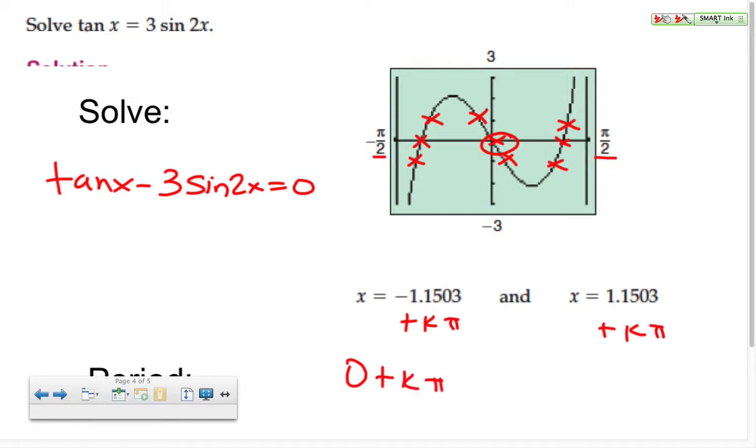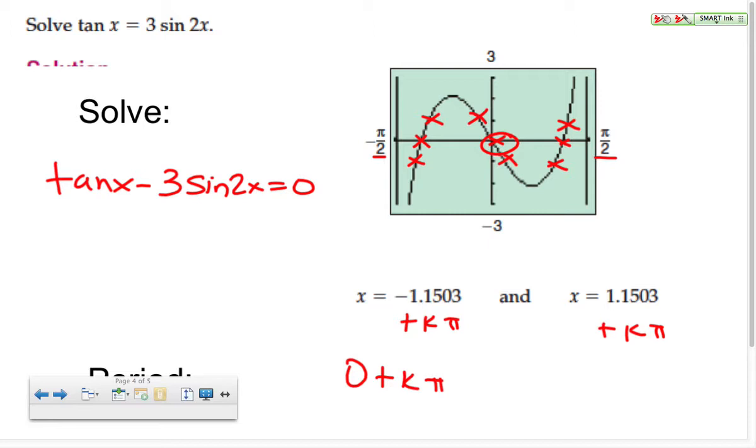This one right here is negative 1.1503 plus k pi, 1.1503 plus k pi, and then 0 plus k pi, or just k pi. So those are my answers for my zeros. So every time it repeats itself, it will have those functions.